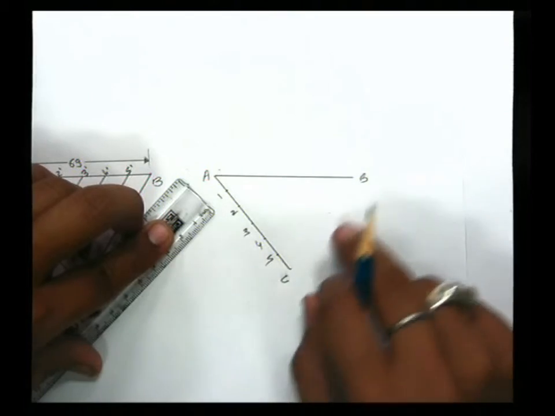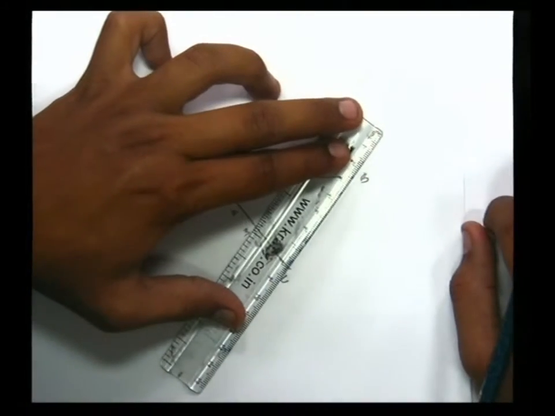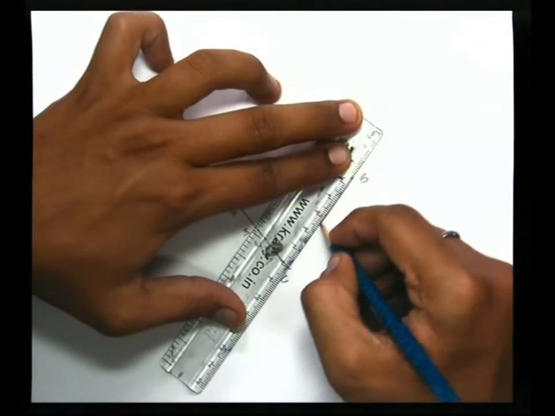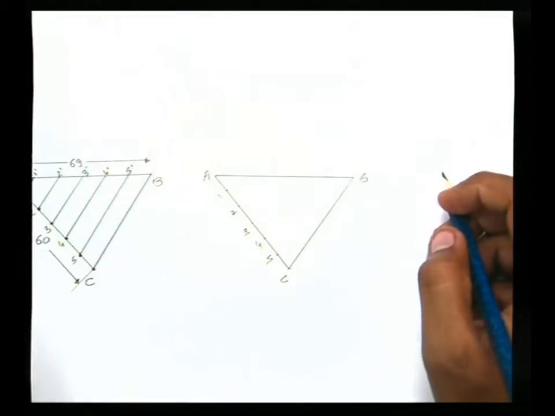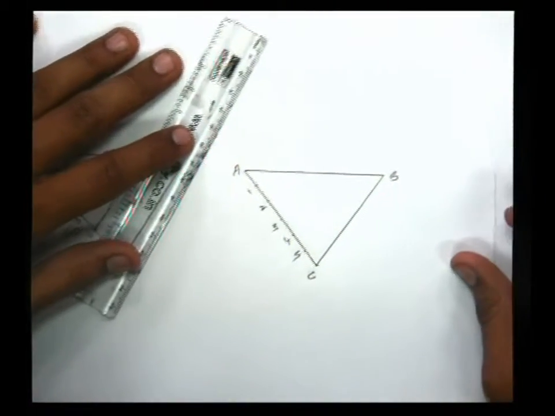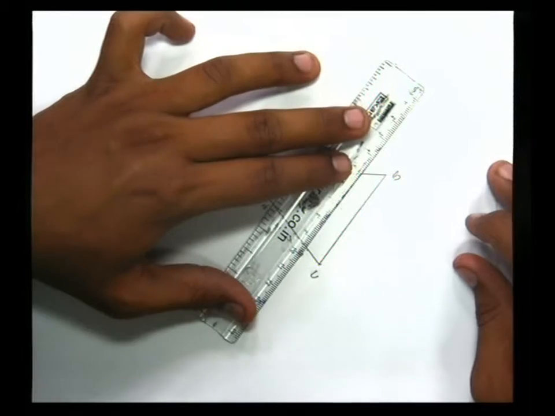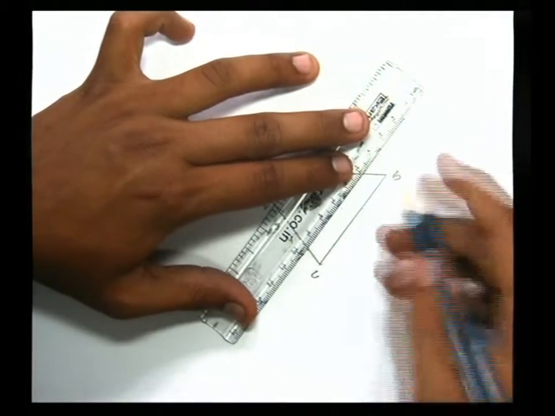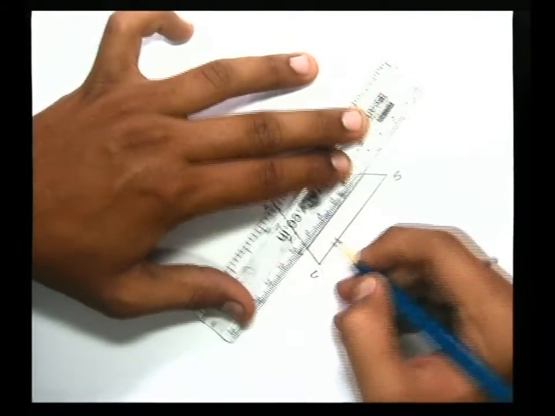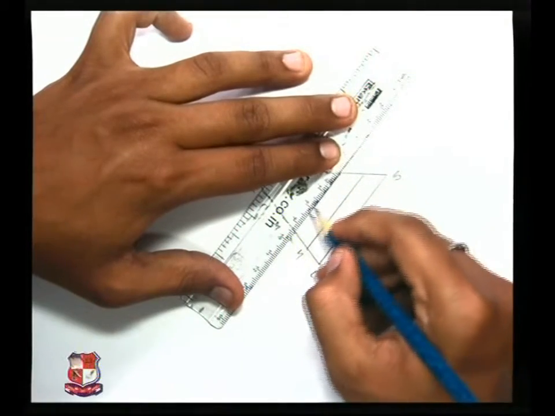Join this BC line. Now parallel to that BC line, you need to draw the intersecting lines to AB from points 1 to 5, one by one.